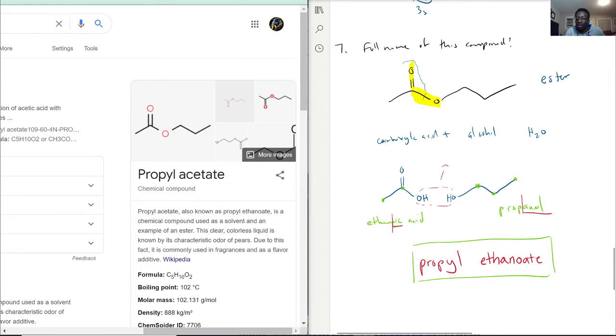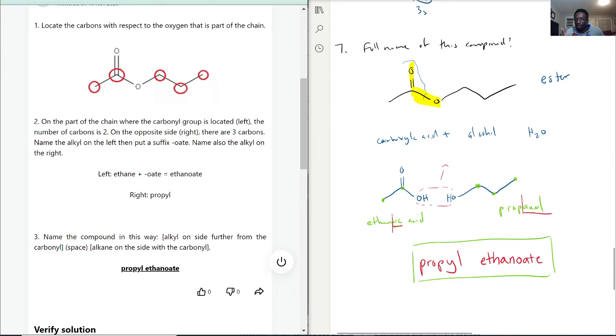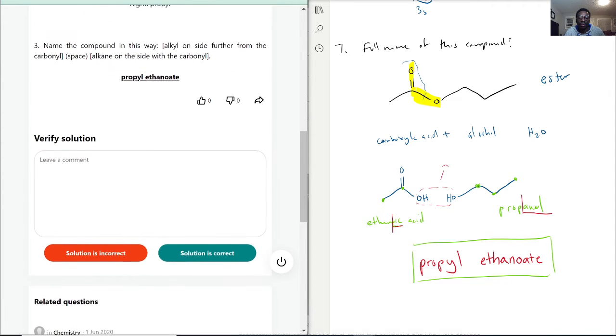So this is what we have. The important thing here to be able to name these compounds is, preferably for me, separate them into their carboxylic acid and alcohol, and you should be able to name it from there.